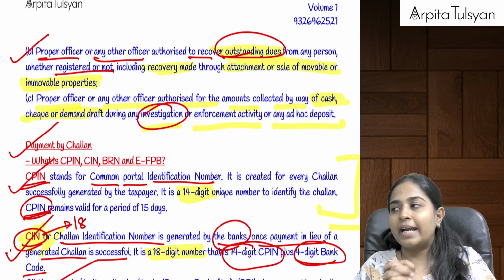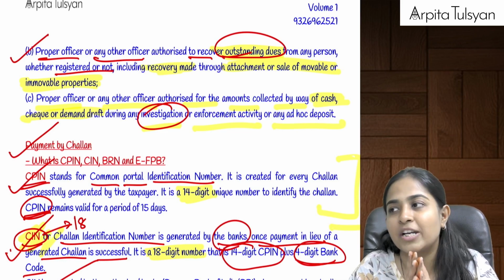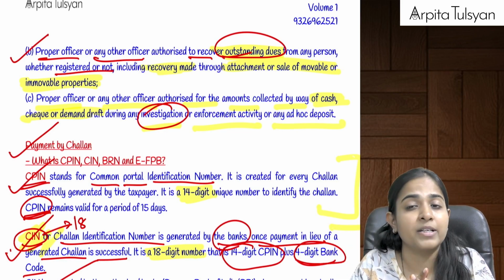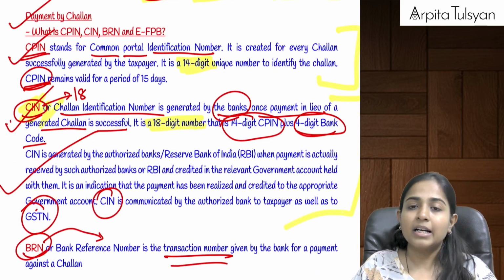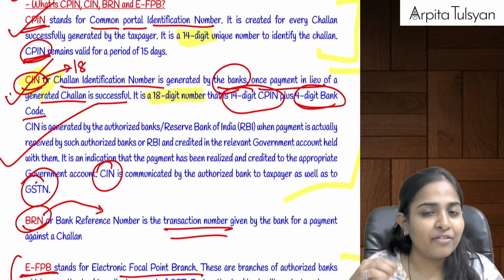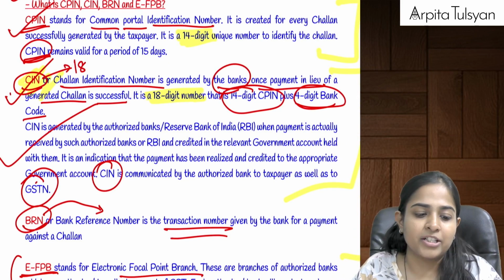Or whenever anything was found during investigation etc. by the proper officer, even that amount, even if it is more than 10,000, can be deposited over the counter, right? Now, whenever we are doing this payment in the electronic cash ledger, first we have to generate the Chalan.